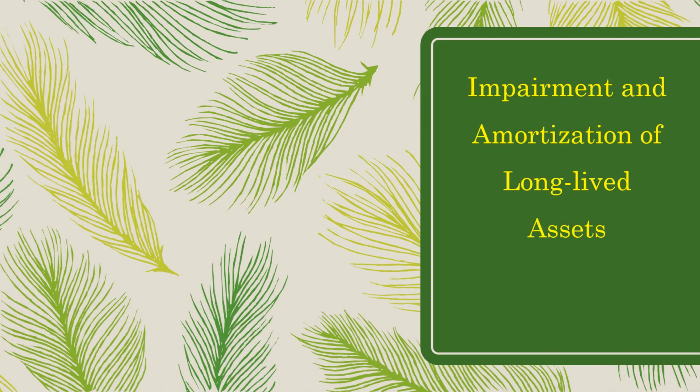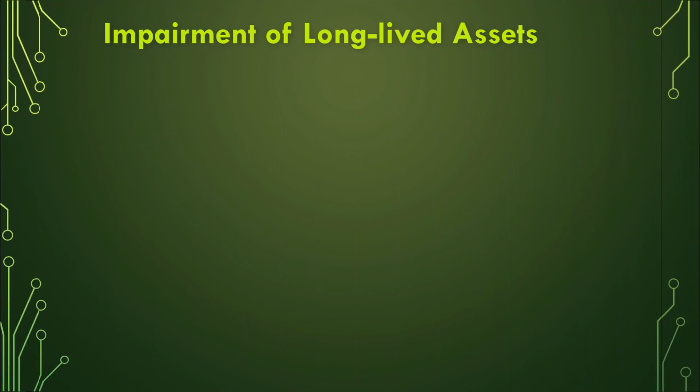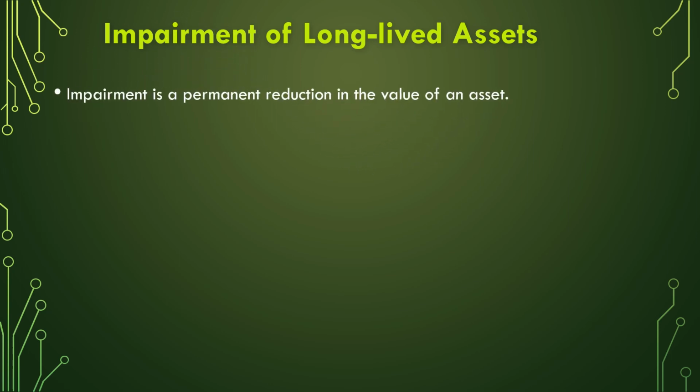In this video, we are specifically analyzing the impact of impairment and amortization of long-lived assets. Impairment is a permanent reduction in the value of an asset. This situation exists when the cash flow or other benefits generated by an asset decline, as determined through a periodic assessment process. Business assets should be tested for impairment when a situation occurs that causes the asset to lose value.